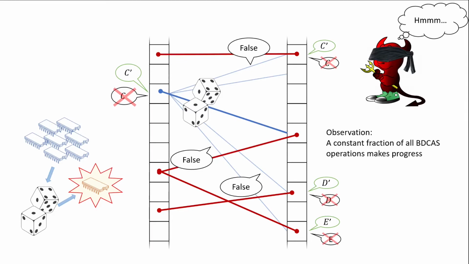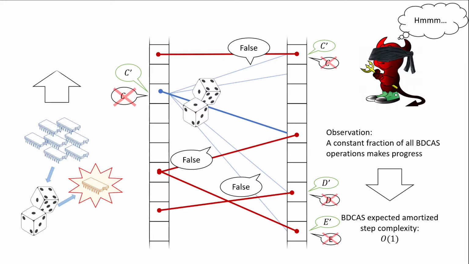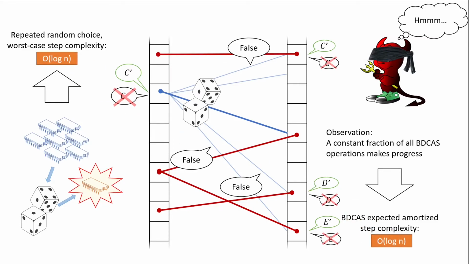It is not hard to show that a constant fraction of all of the DCAS operations sharing the same left side address will make progress. This yields an expected amortized constant step complexity for DCAS operations. But this assumes that we can actually choose a random process on the left side in constant time, and that is not true. In fact, our repeated random choice object allows us to do that only in logarithmic time, and so the DCAS algorithm also has logarithmic amortized expected step complexity.